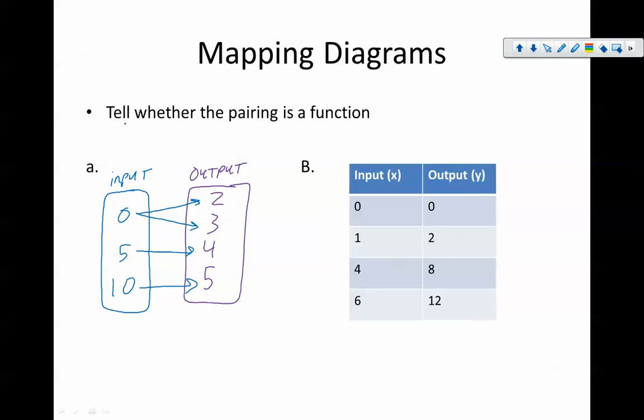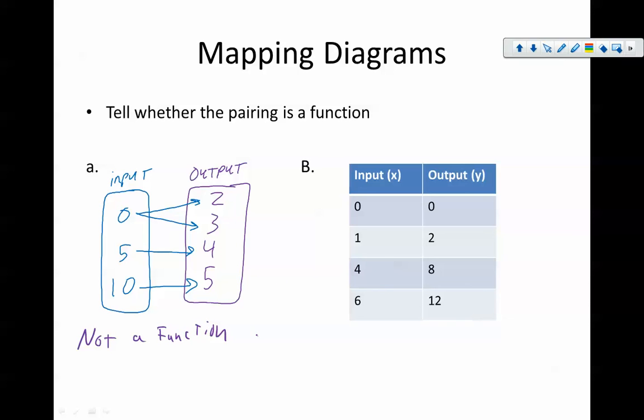So tell whether the pairing is a function, okay? So let's do A first. We don't need to make a mapping diagram for this one. We can just kind of look at it. So we have to ask ourselves, does each input have exactly one output? 10 goes to 5, that's 1 to 1. 5 goes to 4, that's 1 to 1. The 0 goes to 2 and 3. This is not a function, because an input cannot have 2 separate outputs.